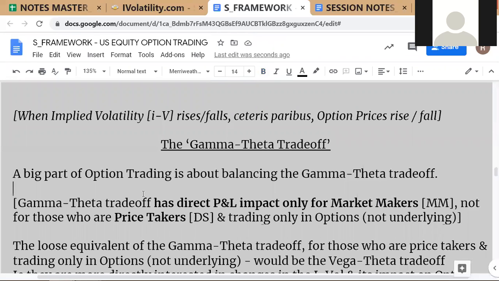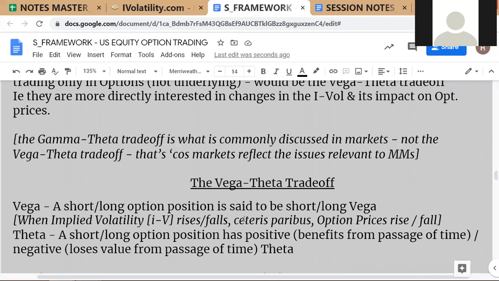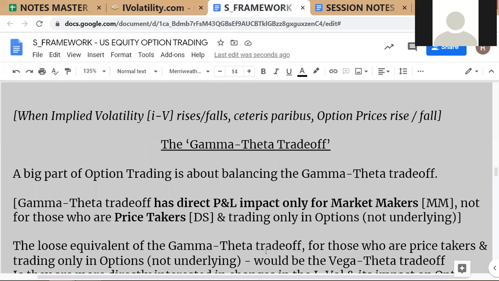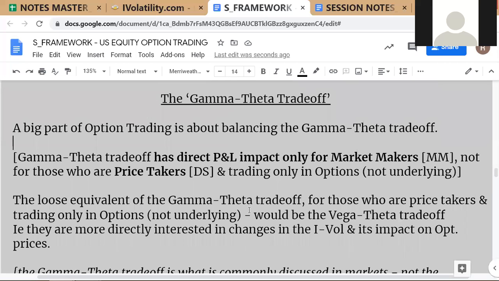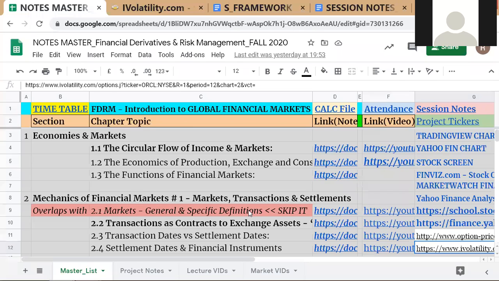So you are going to be trading as price takers, but I'm just mentioning this gamma theta trade-off briefly. Although it has impact only for market makers, this is a very important concept. This is what is commonly discussed in markets, the gamma theta trade-off, and I'll explain just briefly what it is, so that you understand what we are talking about. If we go here to the option price calculator.